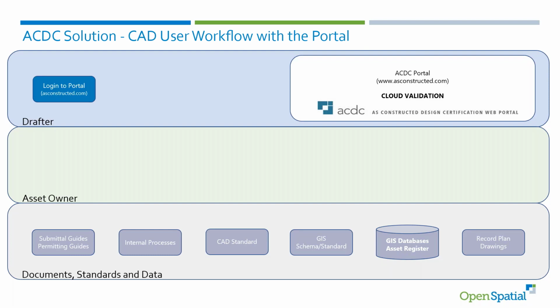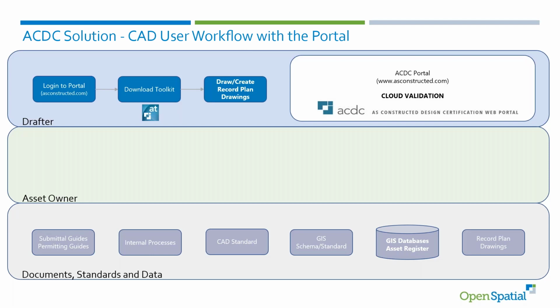They would log into the portal as constructed.com and then download a toolkit. Typically, the toolkit, set up by the asset owner or Spatial, would contain a CAD template and configuration files for Attributor. The Attributor configuration is set up to match the data required to be validated, providing the drafter an offline setup with feature-specific domain or drop-down lists for attributes, thus enabling efficient data capture and ensuring data quality. The drafter can then draw and create record plan drawings.